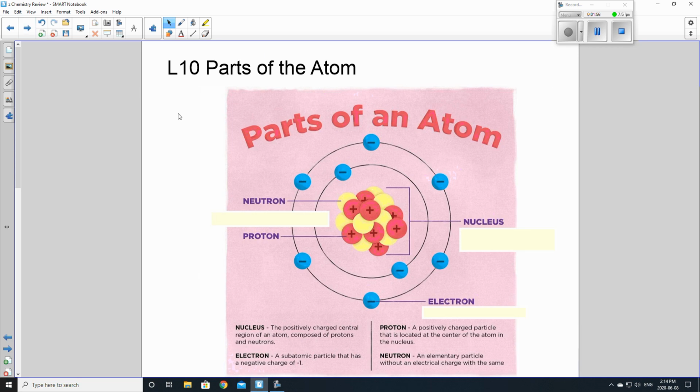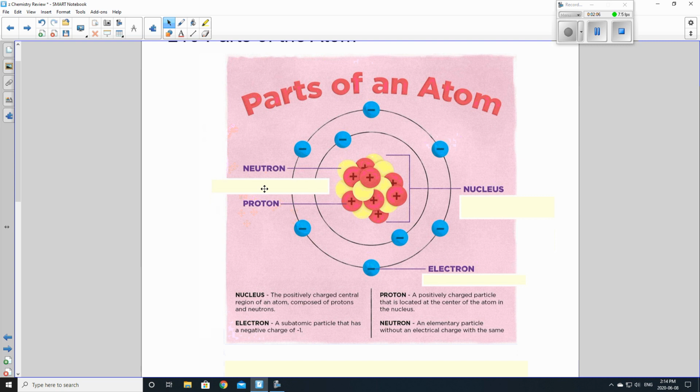Okay, so lesson number 10 was on the parts of an atom. So please remember that there are three different types of particles: protons, electrons, and neutrons. Now, let's go over what protons are first. Protons are positively charged. They are in the center of the atom, and the center part is called the nucleus. Protons are positive. Electrons are negative. They orbit around the center of the atom, around the nucleus.